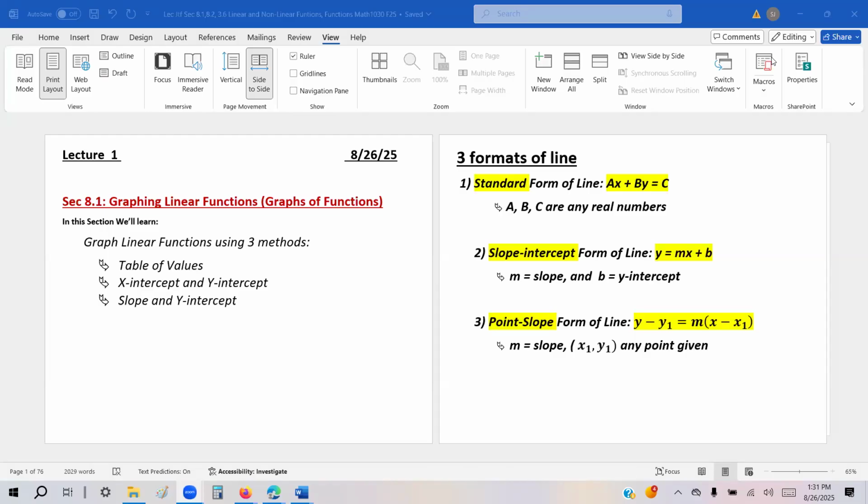Did everybody sign in on the sign-in sheet? Did anybody not sign in? Great. How many of you have two?